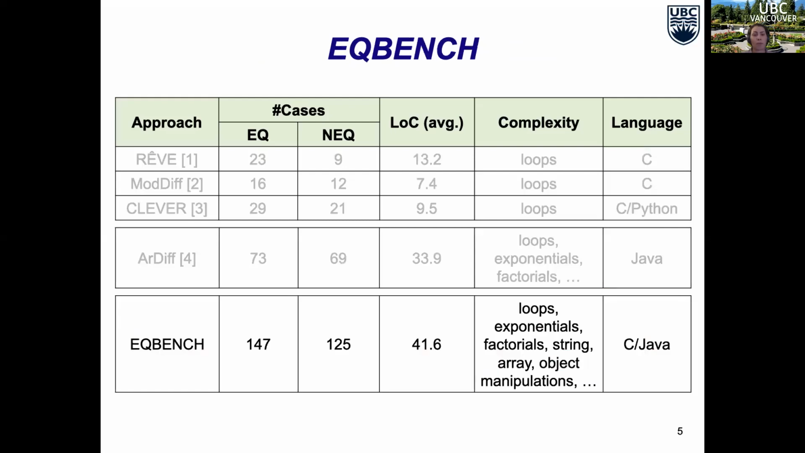We now extend this work, contributing a large and comprehensive benchmark, which we call EQBENCH. EQBENCH includes 272 complex programs with nonlinear arithmetic, string, array, and object manipulations, challenging for most equivalence checking techniques. We capture all programs in both C and Java.